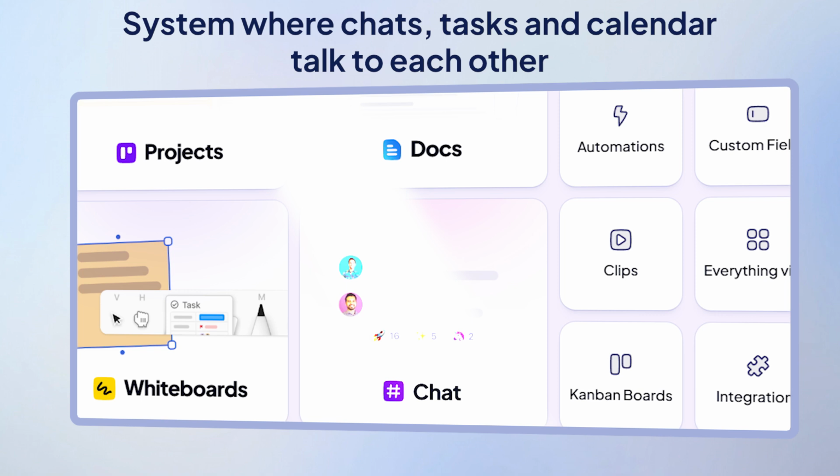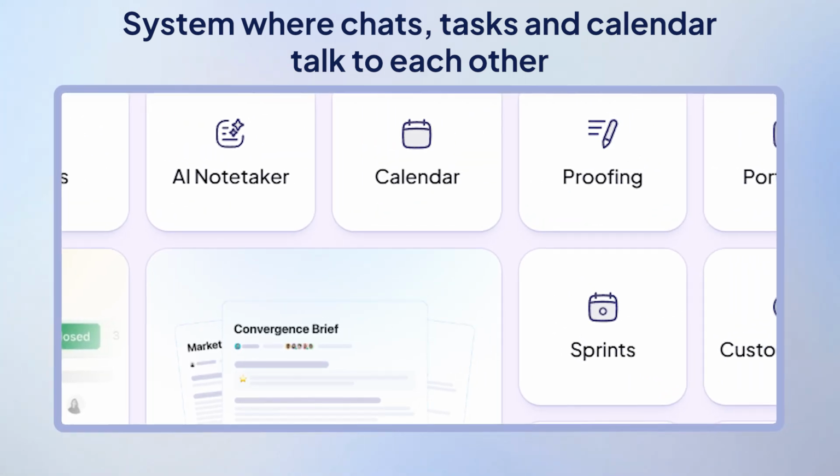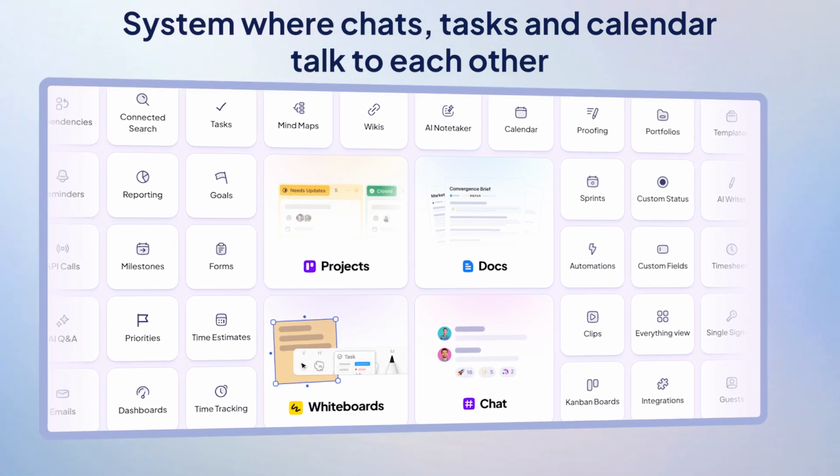So this is what it looks like when your workspace actually keeps up with you. No more chasing conversations across apps. No more, "Wait, where did we decide that?" You finally have a system where chat, tasks, and calendars don't just coexist, they talk to each other.